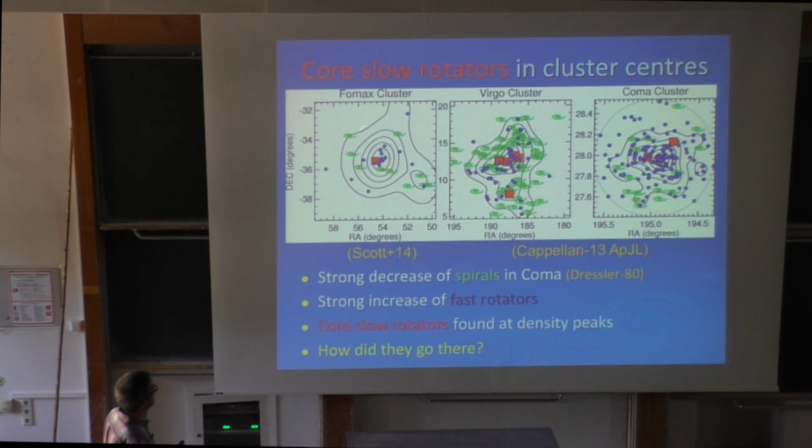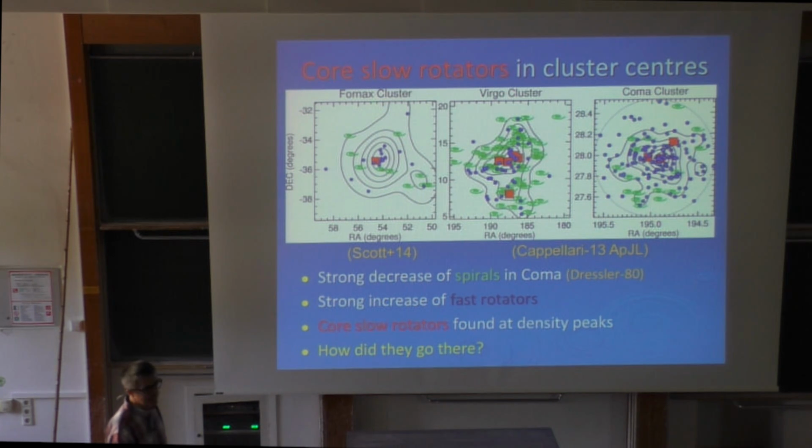Now, if you look at the individual clusters, Virgo, Perseus and Coma cluster, in the plot, these are samples of galaxies that are very complete down to the same absolute magnitude. The kinematics is very good, so you have a very accurate distinction between core slow rotators and fast rotators.